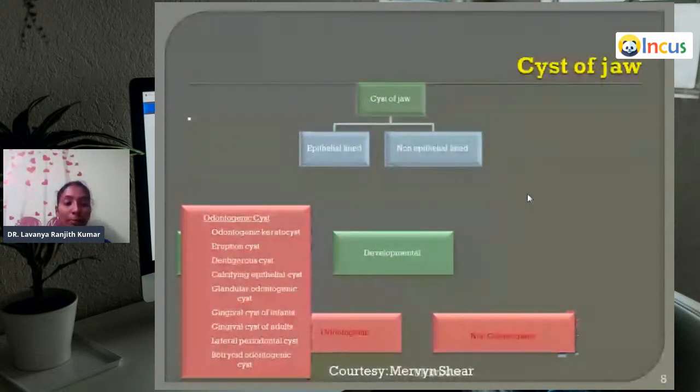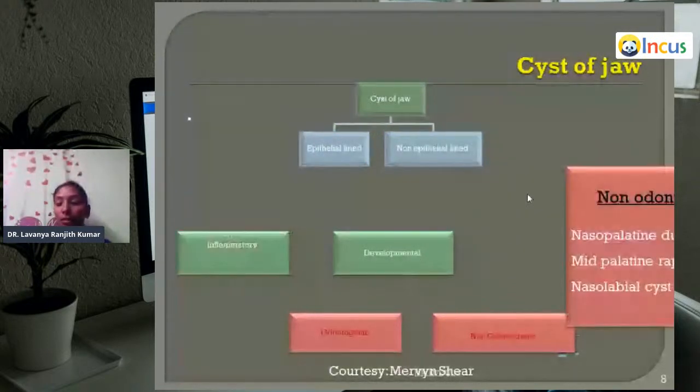So odontogenic means odontogenic keratocyst, eruption cyst, dentigerous cyst, calcifying epithelial odontogenic cyst, glandular odontogenic cyst, gingival cyst of infants, gingival cyst of adults, lateral periodontal cyst, botryoid odontogenic cyst. And non-odontogenic, I told you, are like nasopalatine duct cyst, mid-palatine raphe cyst, or nasolabial cyst.